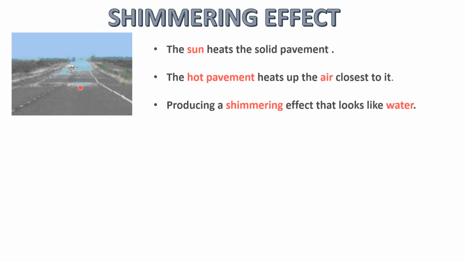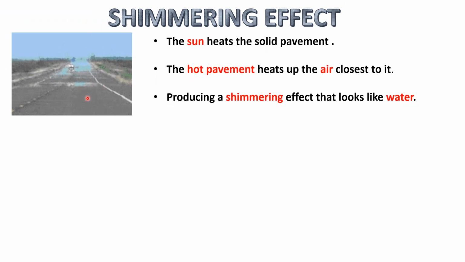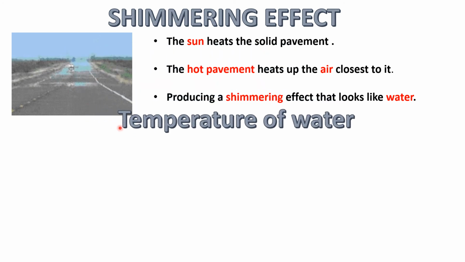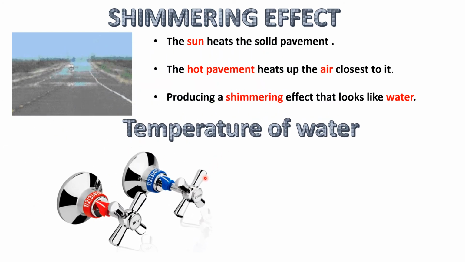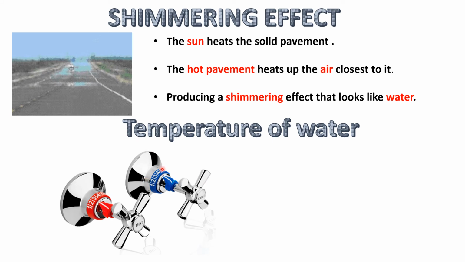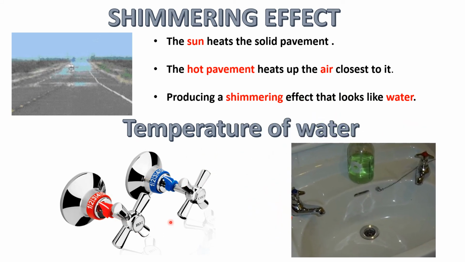Shimmering effect. The sun heats the solid pavement, and the hot pavement heats up the air closest to it, producing a shimmering effect that looks like water. Temperature of water. Here, cold water, and here, hot water. Also, here, hot water, and here, cold water.